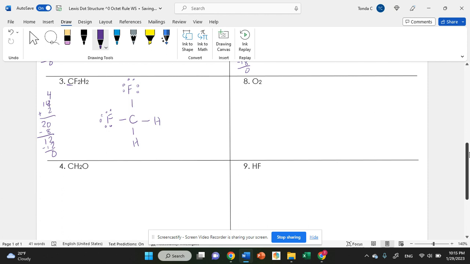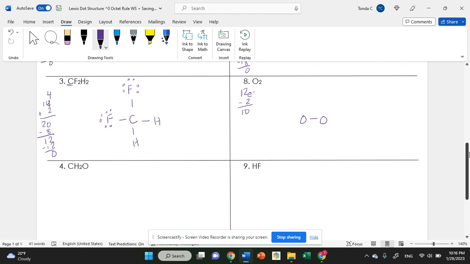For number 8, here I have oxygen. Oxygen has 6 valence electrons times 2, which means I'm working with a total of 12 electrons. Note that I don't have more than 3 atoms, so I don't have a middle atom. I just have 2 oxygens bonded to each other.